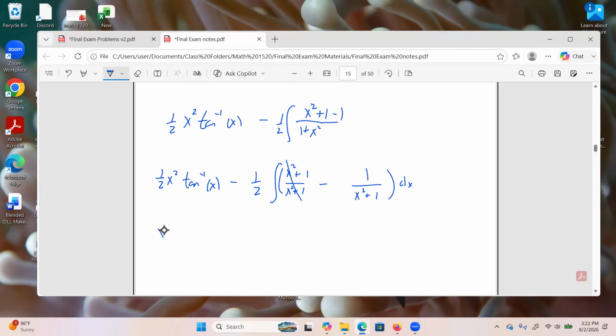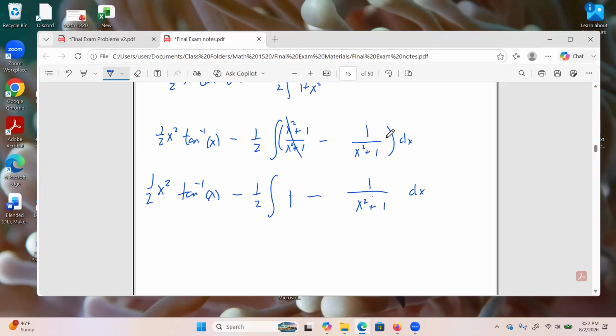So we have 1 half x squared arctan of x minus 1 half integral of 1 minus 1 over x squared plus 1. Well, these I can actually integrate because 1 I can integrate, and 1 over x squared plus 1, that's arctangent. So that one I know. Okay, so we have 1 half x squared arctan x, minus 1 half of x minus 1 half of arctan, tan inverse of x, plus c. Don't forget your plus c.